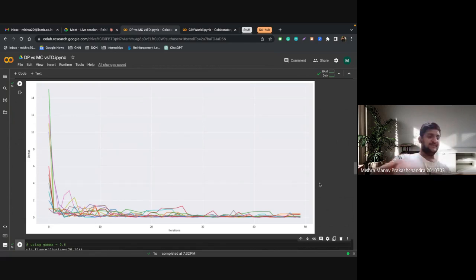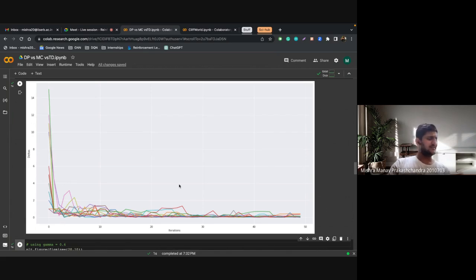The different lines correspond to the different states. Since I have 16 different states, each state will have its own corresponding target and its own corresponding estimate, which is V pi of S, and the target, which is expected of R T given state S. So there are 16 different lines, and this is how the trajectory looks.